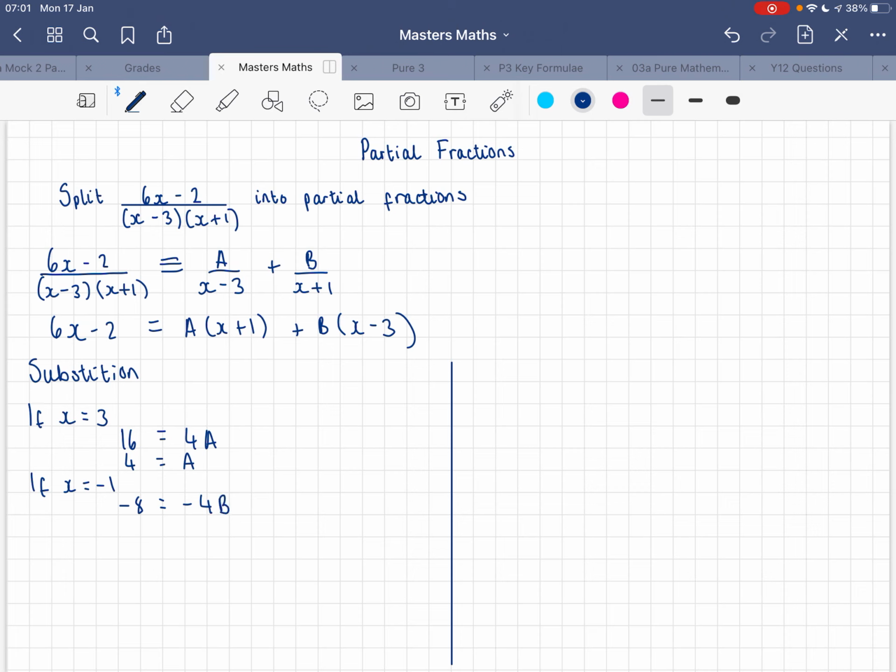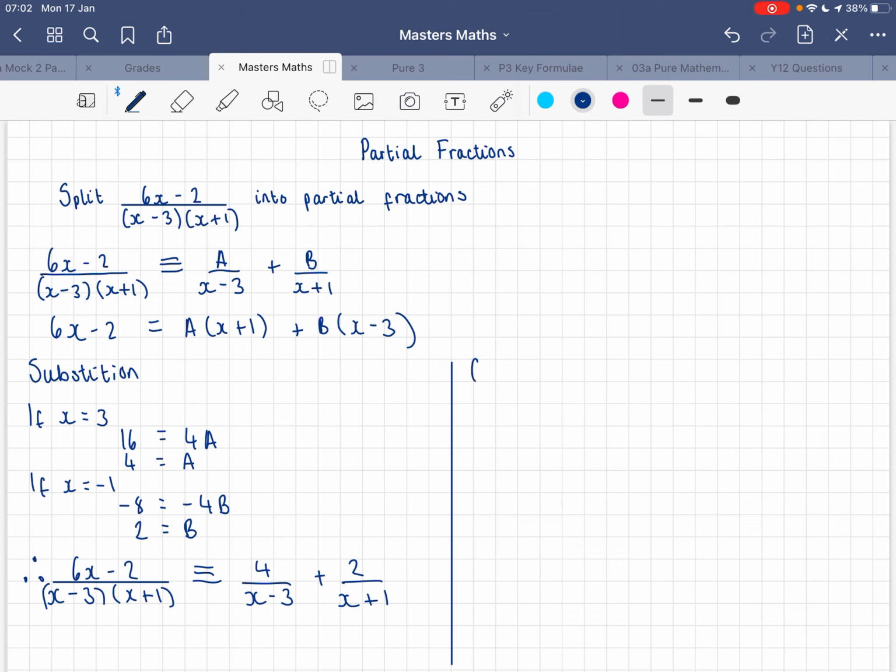Divide through by -4 gives me 2 is equal to b. So now I've solved it. So therefore, 6x minus 2 over, that line's really wobbly, x minus 3, x plus 1 is identical to 4 over x minus 3 plus 2 over x plus 1. So I have split the original fraction into partial fractions. That's how I do it by substitution.